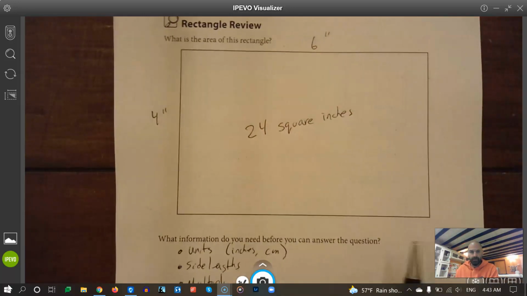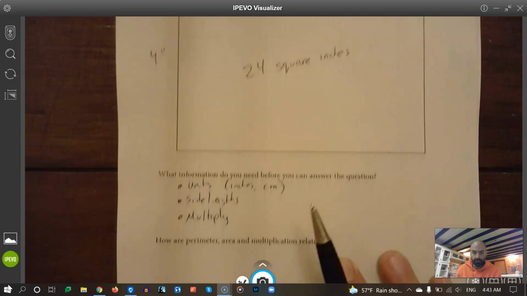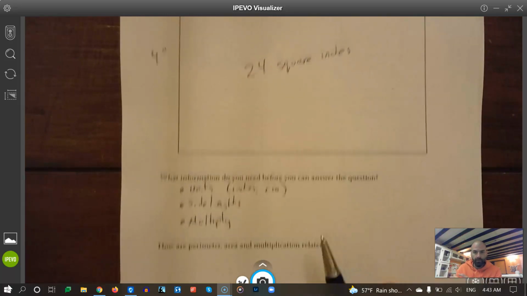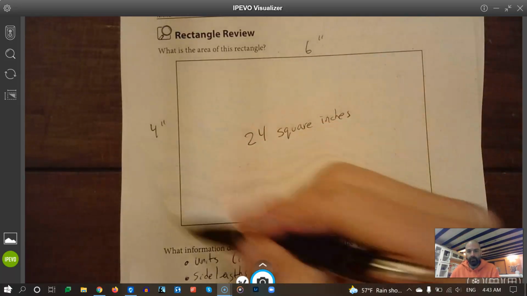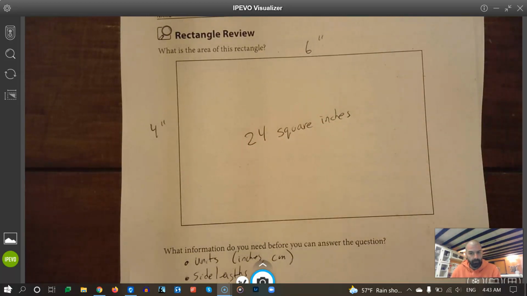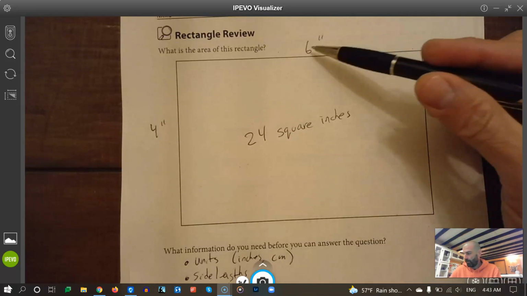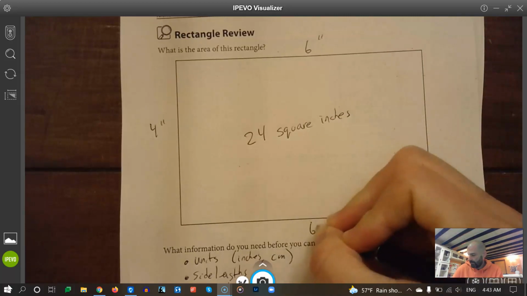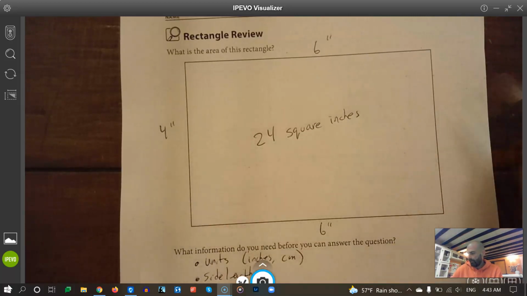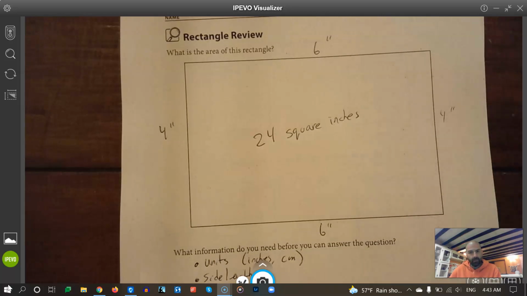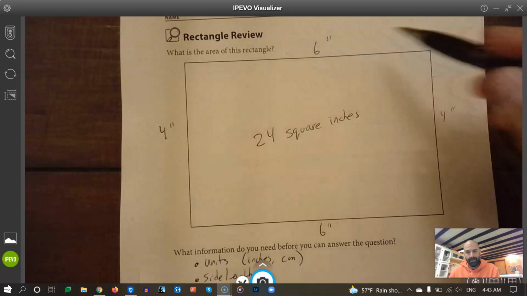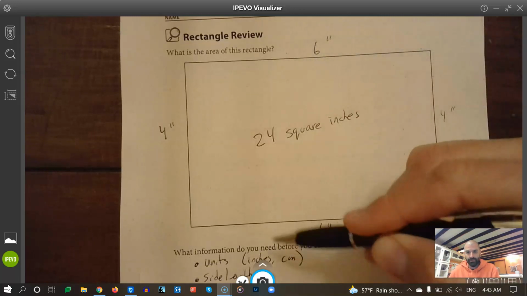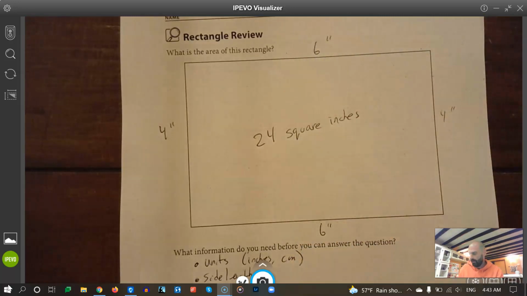And so now that we know this area, how do we figure out perimeter? So can we figure out the perimeter of this rectangle? Yes, we can, because we know that the opposite side of the rectangle is equal. So this is 6 inches down here. And we know that this side over here would be 4 inches as well. And how do we find perimeter? We add the sides together. Okay, we add the sides together.